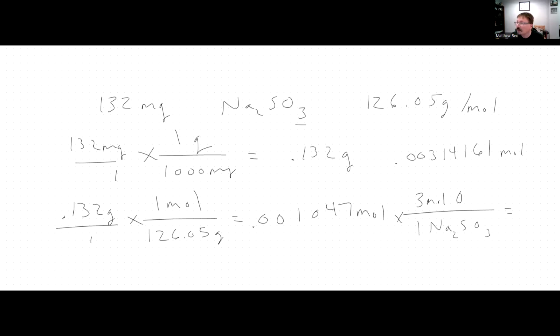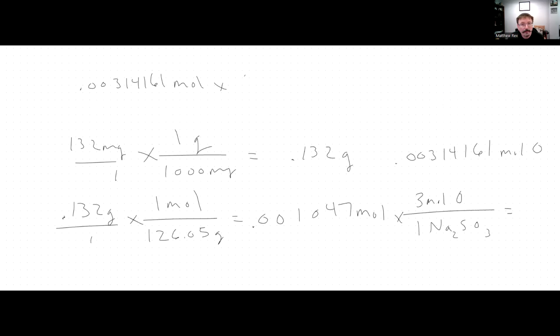moles of oxygen. And the last thing we want to know is number of atoms. So then we're going to use Avogadro's number to go from moles to atoms. And that should have given us 1.89 times 10 to the 21 atoms.